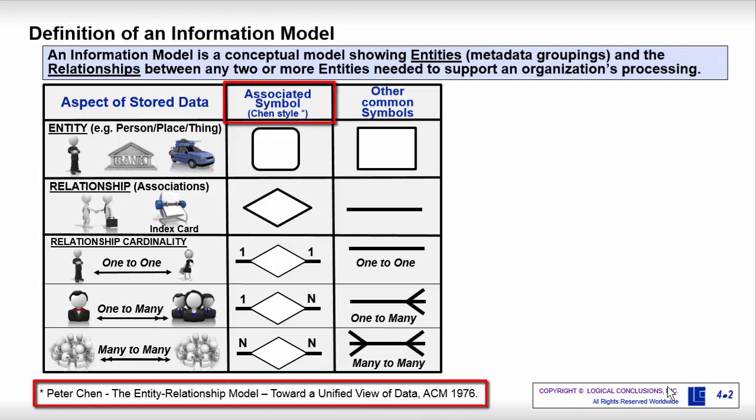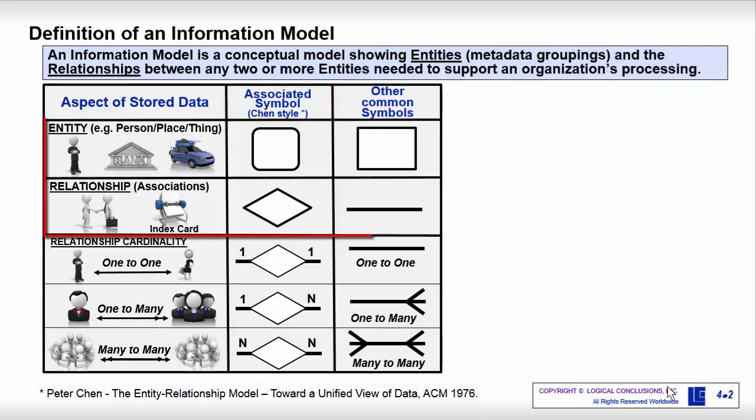Peter Chen of MIT wrote a seminal paper titled The Entity Relationship Model: Towards a Unified View of Data, printed in the Association for Computing Machinery in 1976. The top two rows of the table show entities and relationships, and the lower three rows show what's known as cardinality of relationships. Entities are things we wish to keep information about in the organization, and relationships are associations between those things.